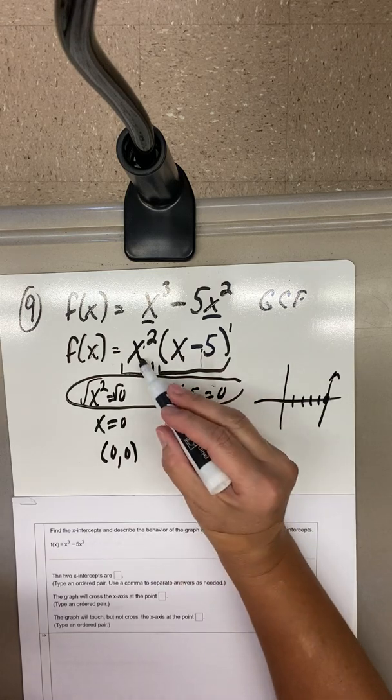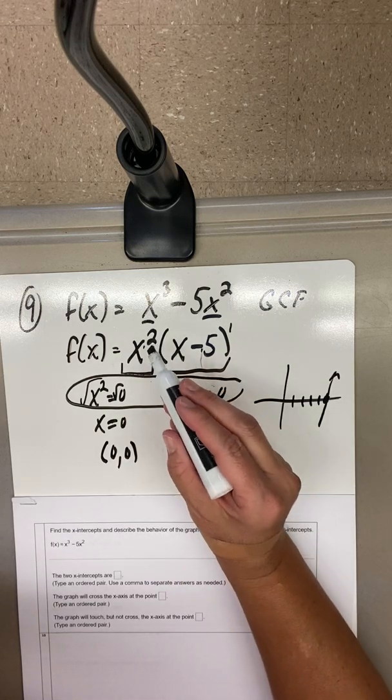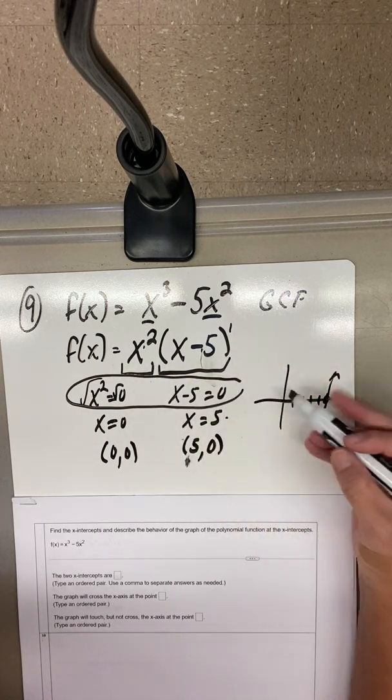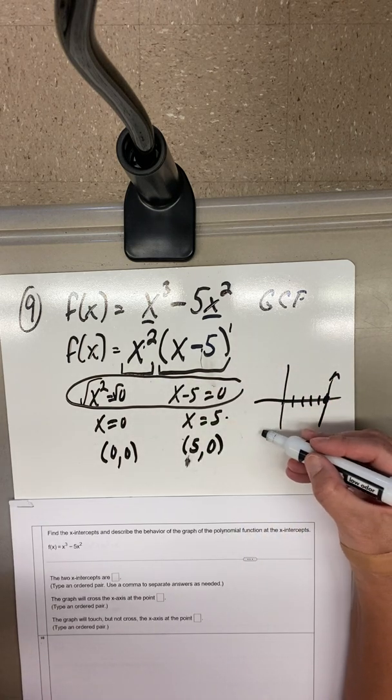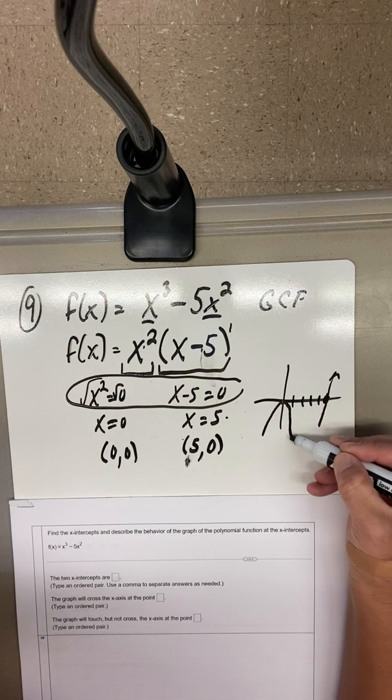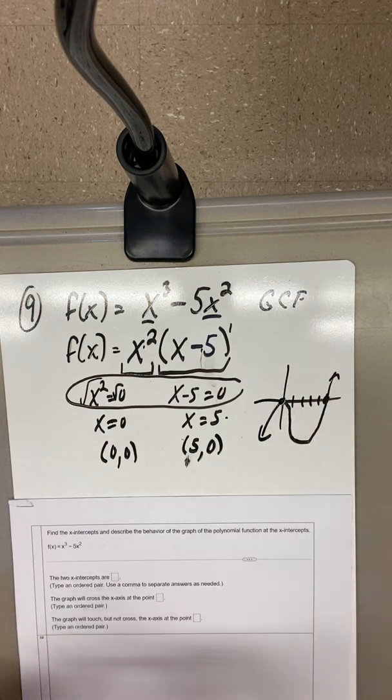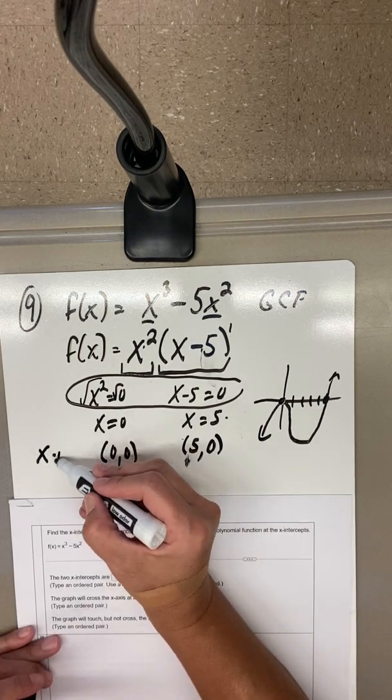Because the plain x is squared, it's an even root. In pre-cal and calculus, we call that a double root or an even root. It's going to touch and double back. So when it was increasing, it touched, doubled back, came down here somewhere, and did a little something like that. All right, so those are your two x-intercepts.